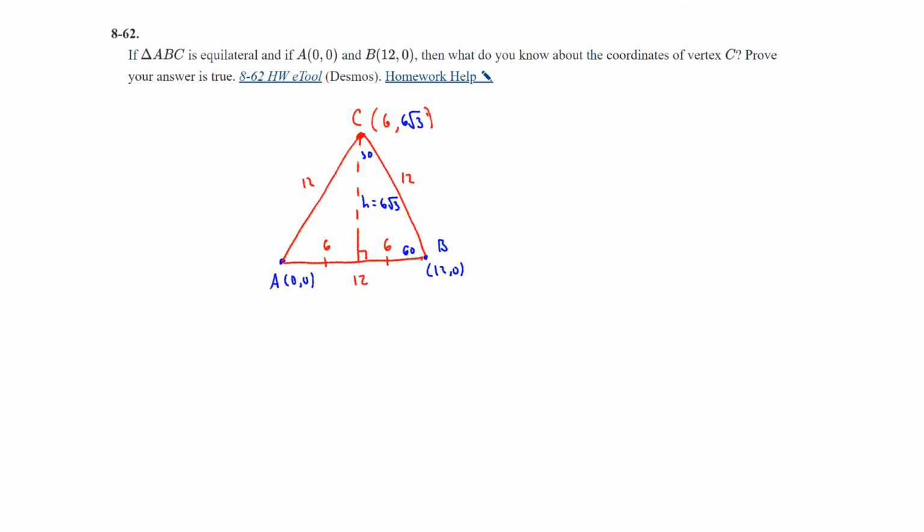We could have created our equilateral triangle this way. So how would that change? Not necessarily the best drawn here, but this could have also been C. It still would have been at 6, but we could have gone in the opposite direction and had the ordered pair as negative 6 square root of 3. So the distance is still 6 square root of 3, but in terms of the coordinates of vertex C, it could have been either one of these. So once again, it could have been 6, 6 square root of 3 or 6, negative 6 square root of 3.